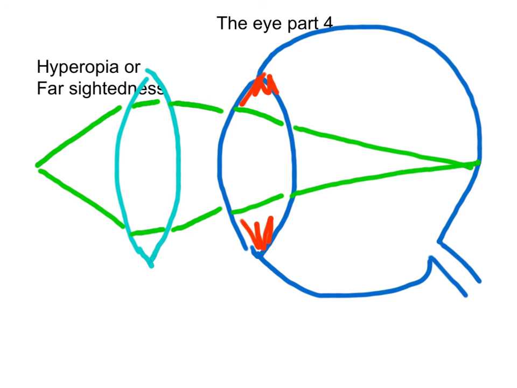I haven't drawn this very well. The eye itself can do the rest of the work, and so you get a little bit of power from this lens and all the rest of the power from this lens, and then focus things perfectly on the retina this way.